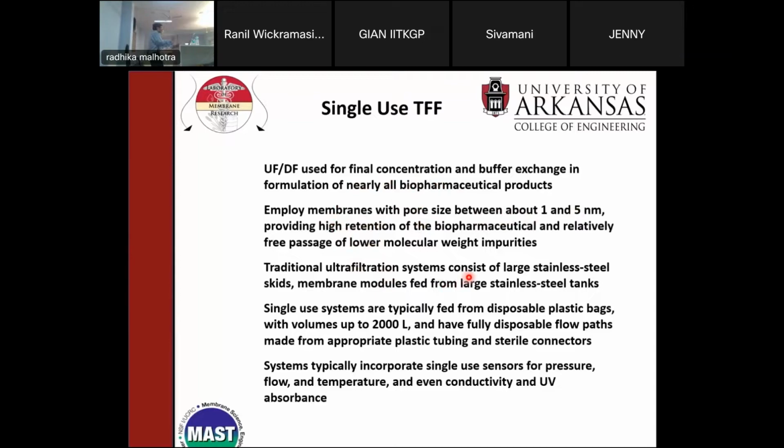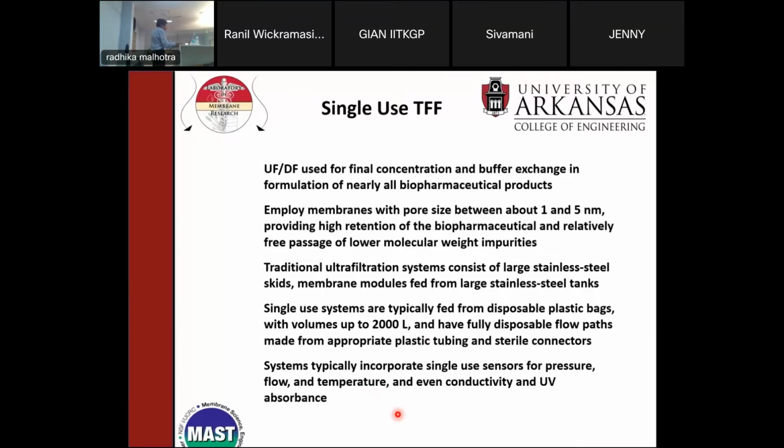Systems are large, we saw these photos earlier: large stainless steel membrane systems fed from large stainless steel tanks, right? And that's all expensive. Single-use systems are typically fed from disposable plastic bags, with volume, and have fully disposable flow paths made of tubing and sterile connectors. So basically, you can take this whole plastic tubing set that's totally sterilized and closed, hang it on the equipment, and it's very easy. Systems typically monitor pressure, flow, temperature, conductivity, and UV absorbance. So it's all use and throw away.